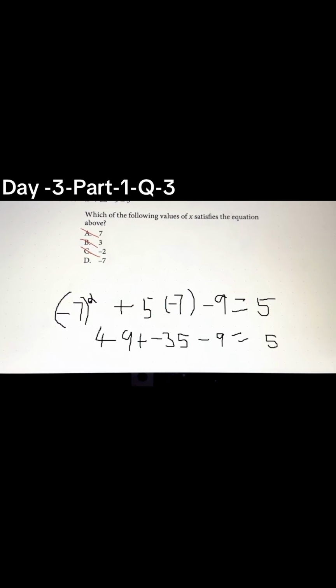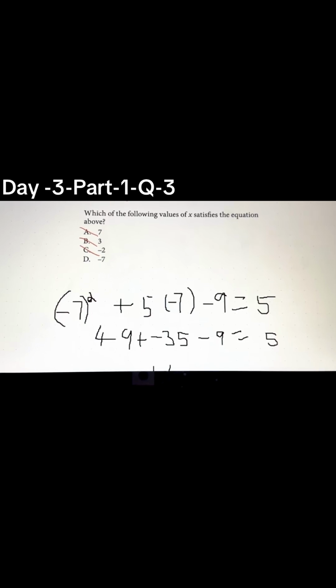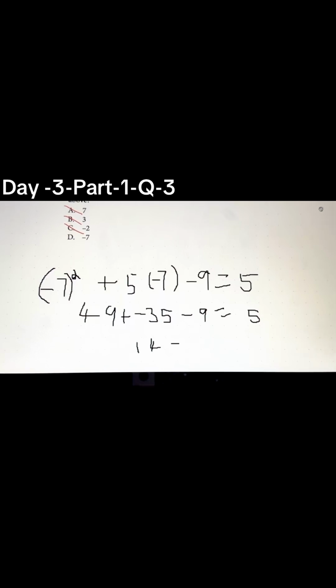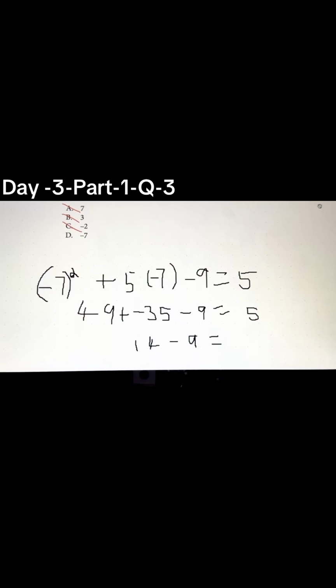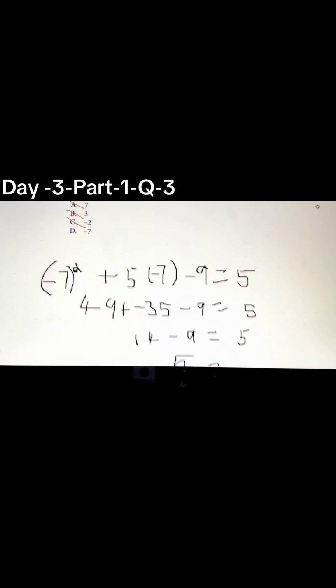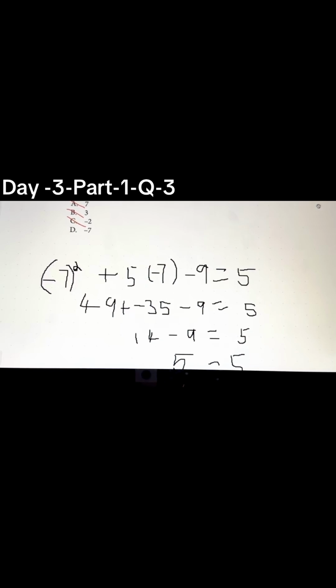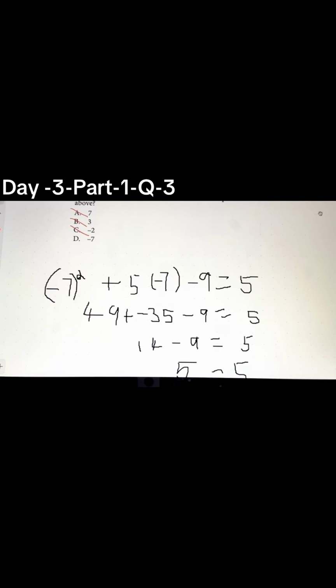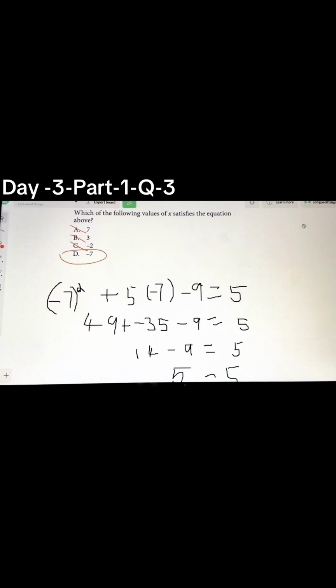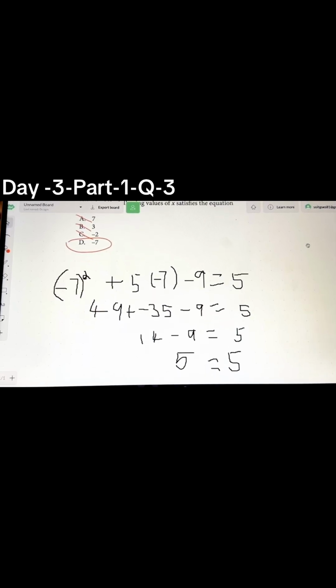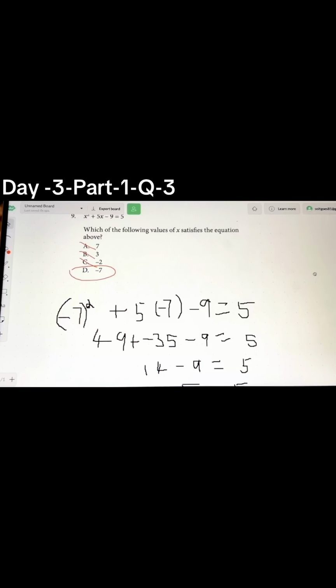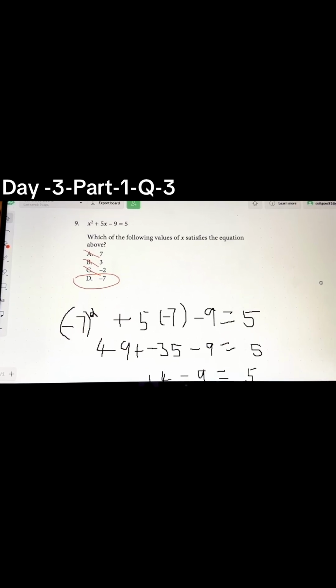Okay, so now we're going to have 14. Yeah, that's 14. Minus 9. And what's 14 minus 9? 5. Bingo. That's a true statement. Answer choice D. We've eliminated A, B, and C, and we've confirmed it is indeed answer choice D. You feel pretty confident about that answer choice, D? Yeah, you should. You get that one right.